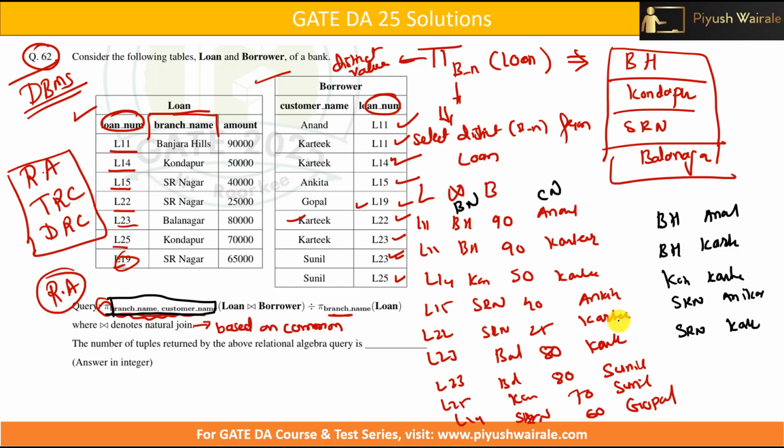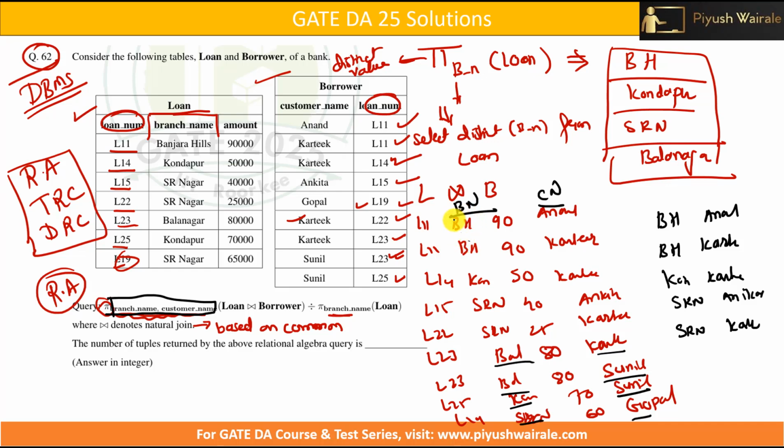Again, SR Nagar Karthik is there, right? Then you can see Balanagar Karthik again unique. Balanagar Sunil again unique. Again, this one you can see Kondapur Sunil, again this will be unique. And then we have SR Nagar Gopal. So all the combinations of this branch name and customer name are unique here.